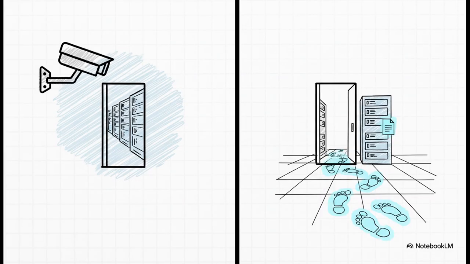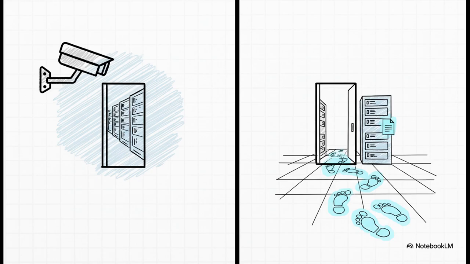I love this analogy because it makes the idea so clear. The security audit log is like the CCTV camera in an office building. It tells you that somebody entered a specific room. But the audit trail, that's like the digital footprints inside the room, showing you exactly what they touched, what they moved, what they changed.